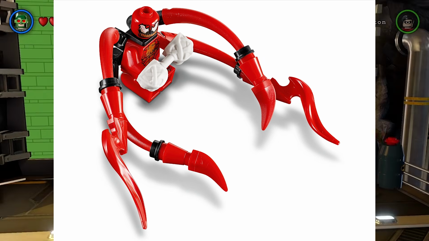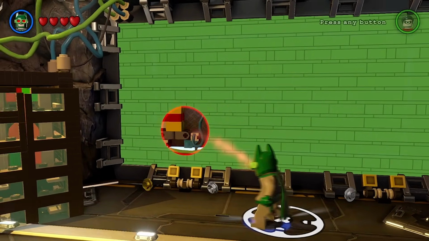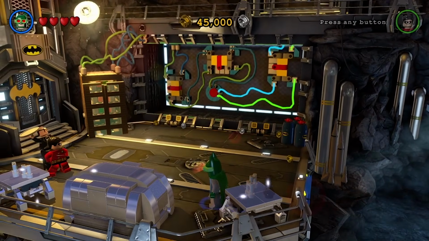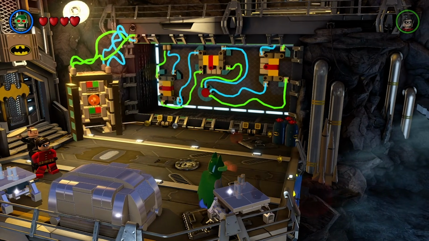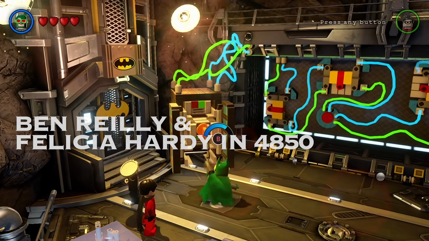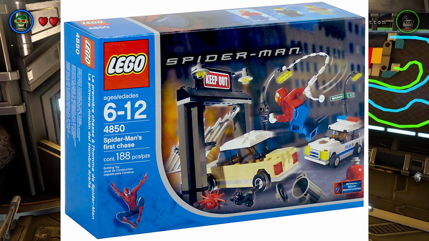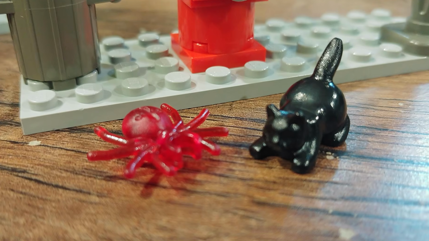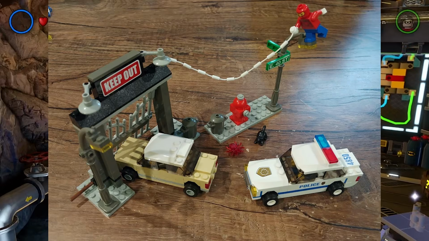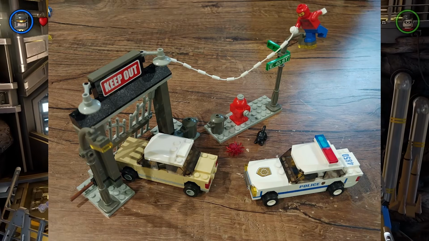I basically just kind of copied and pasted the Reddit comment from the creator of this Iceberg chart because a lot of people are just as confused as I was as to why this entry is on the chart and what the significance is. Ben Reilly and Felicia Hardy in 4850. Spider-Man's First Chase is a 2002 set based on the first Sam Raimi Spider-Man movie. In this set, you have this dark red spider and this black cat, and it can be inferred that this is a reference to Ben Reilly, who is also known as Scarlet Spider, and Felicia Hardy, who is also known as Black Cat, within the Spider-Man universe.